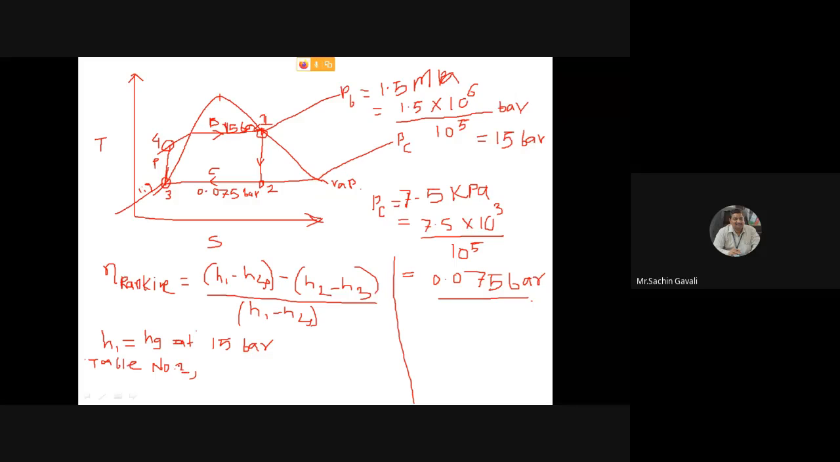By referring to table number 2, H1 is equal to Hg of table number 2 for 15 bar, which is 2789.9. The unit is always kilojoule per kg.